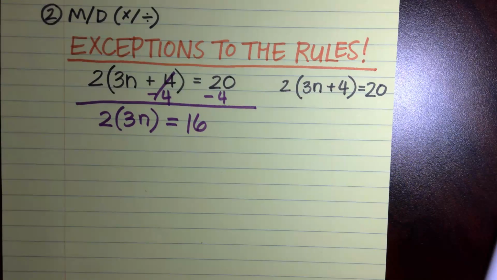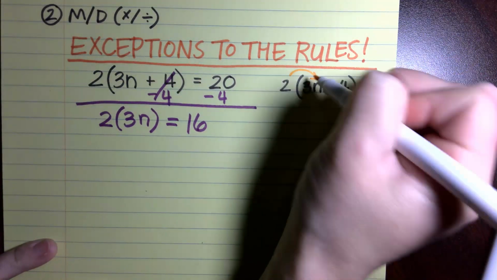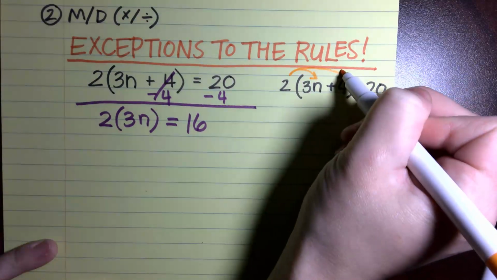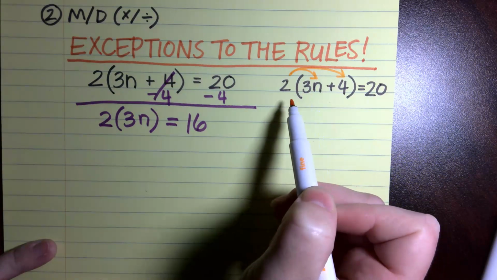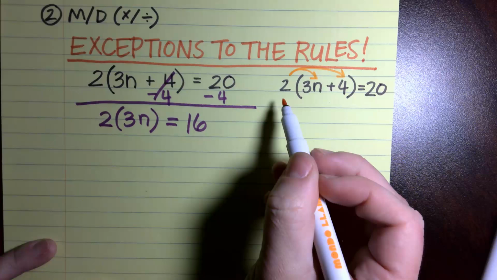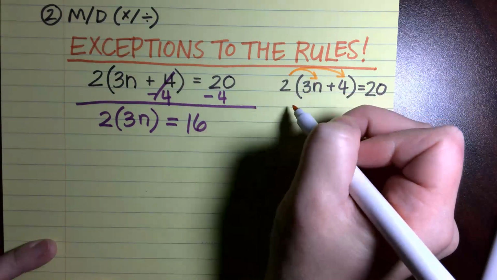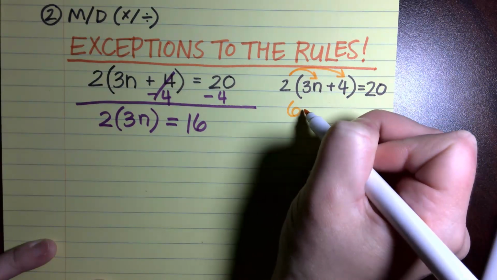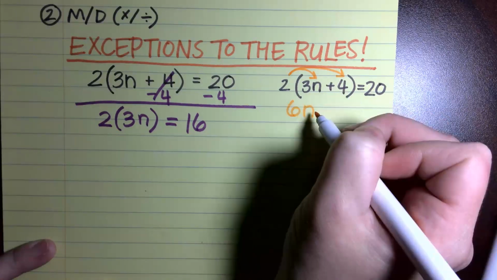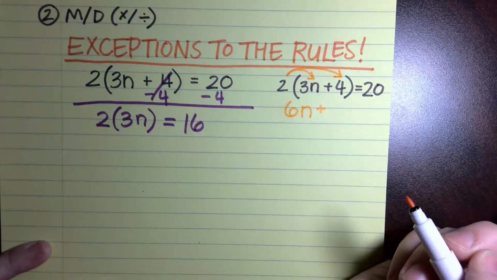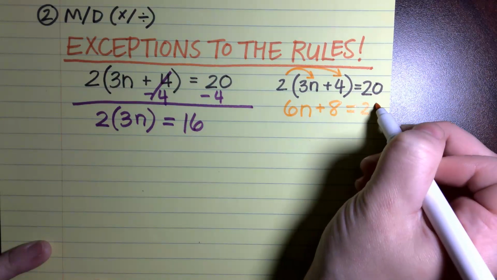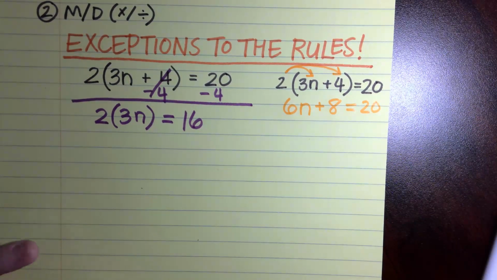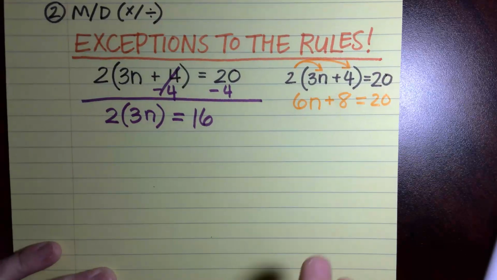So Rhonda, you're saying maybe we should distribute first? Let's try that. Okay, so I'm doing 2 times 3n, and that would give me what? 6. Yes, 6. We're multiplying. 6n plus, what's 2 times 4? 8. And then equals 20. Okay. That's a way we could try.